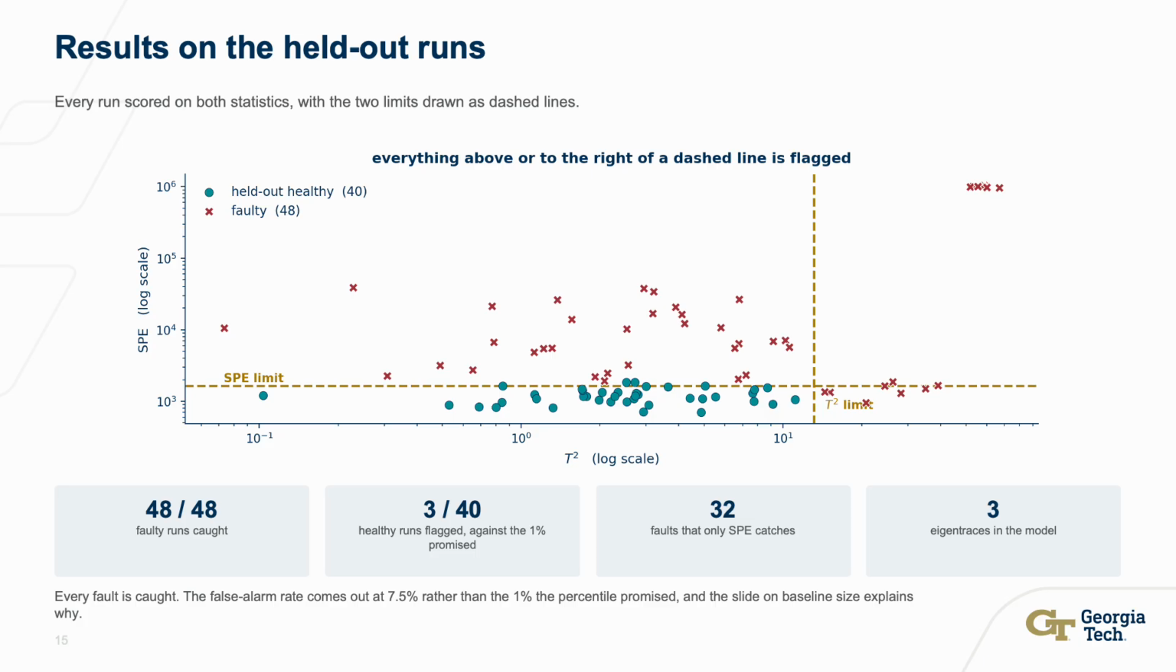3 of 40 is 7.5% and the 99th percentile promised 1%. The limit is too tight, and it is too tight for a reason we can measure directly.